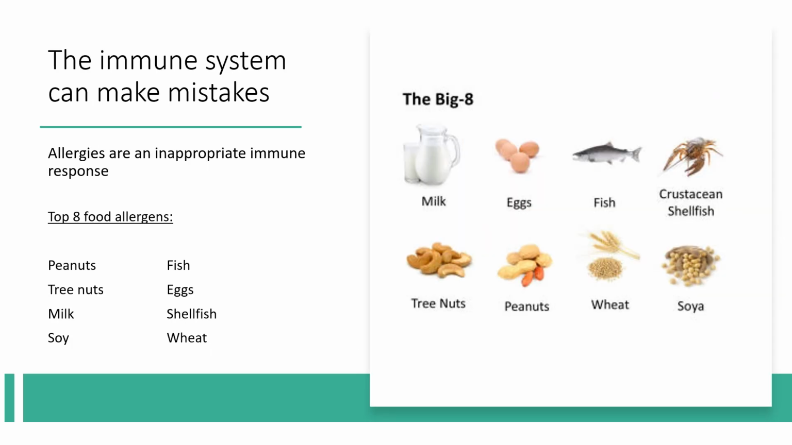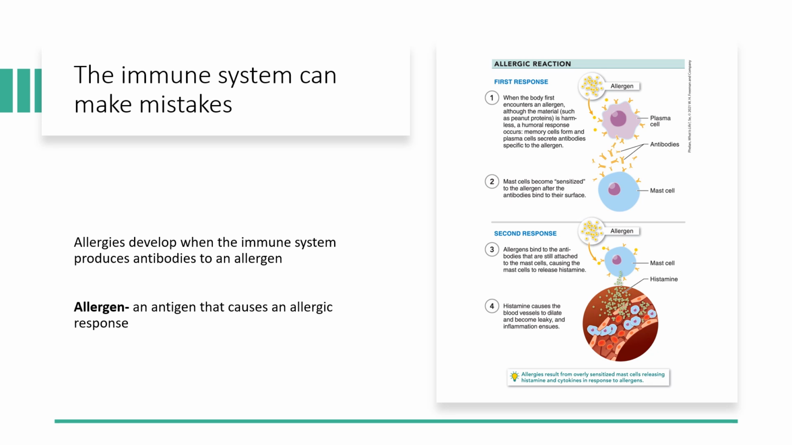But our immune systems are not perfect, and they can make mistakes. Allergies occur when our immune system has an inappropriate response to something that is not harmful. The big 8 are the 8 foods humans are most likely to develop an allergy to. Allergies develop when the immune system produces antibodies to an allergen, which is an antigen that is not disease-causing, but causes an allergic response.